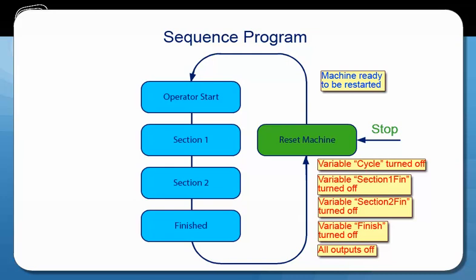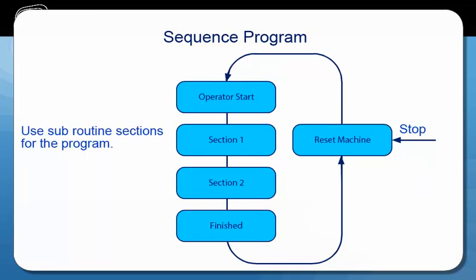When the stop button is pressed, a reset machine section will be completed so the machine will stop and be ready to restart. To make our program simpler, we will have section 1, section 2 and the reset machine as subroutines. We don't want a section to be run unless we call for it.